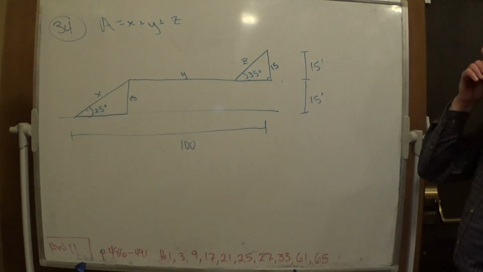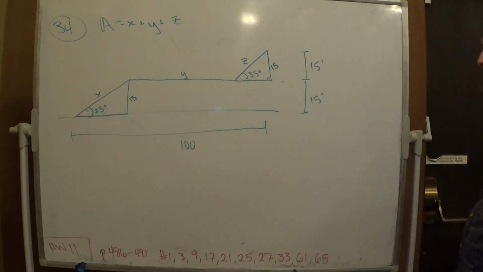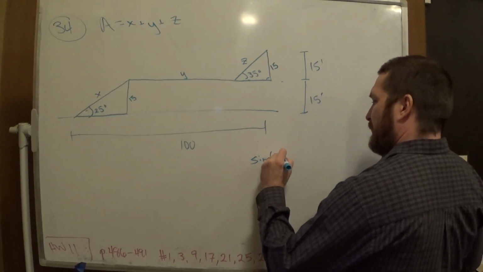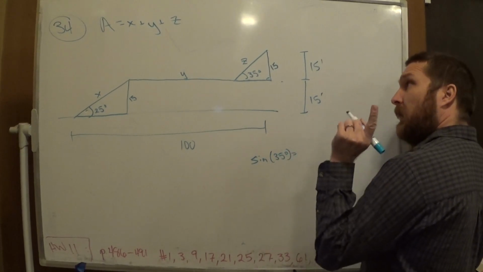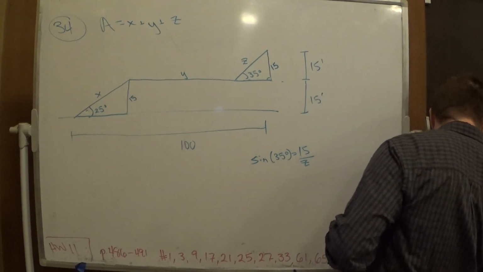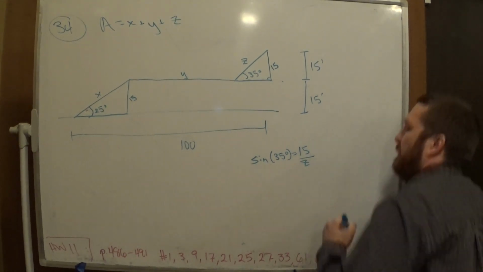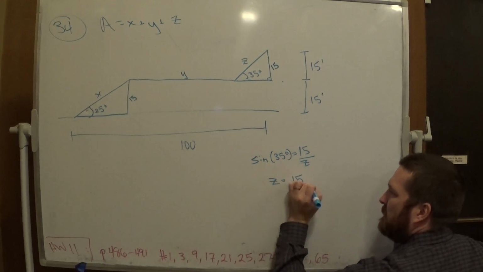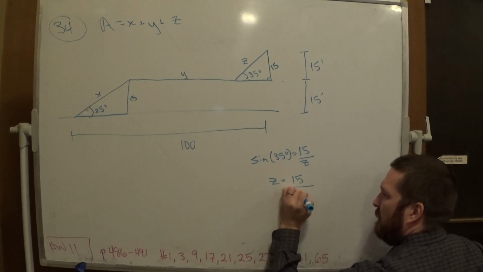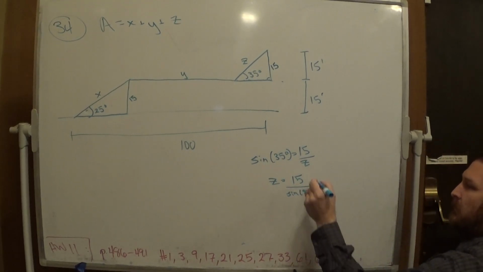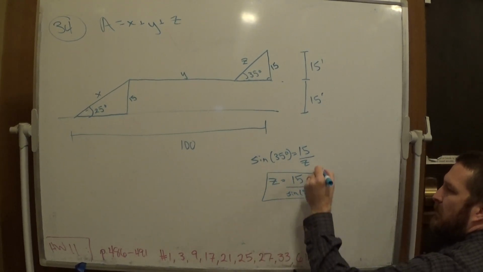Can we get z? Yeah. What is it? Sine of 35 degrees equals 15 over z. Sine of 35 degrees is equal to what? 15 over z. Okay, and so what's the thing I want to get by itself? The z. So let's get the z by itself. I'm going to bring the z upstairs, and I'm going to take sine downstairs. Okay, I'm a third of the way there. All right, so that's the first part.